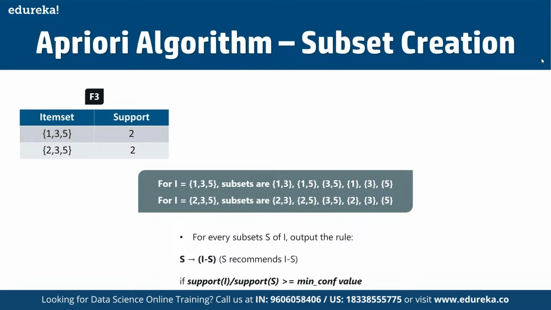Now, when we are applying rules here, we will create the rules and apply them on item set F3. So now let's assume a minimum confidence value of 60%. For every subset S of I, the output rule is going to be S recommends I minus S. And to find the confidence, we simply divide the support of I by the support of S.